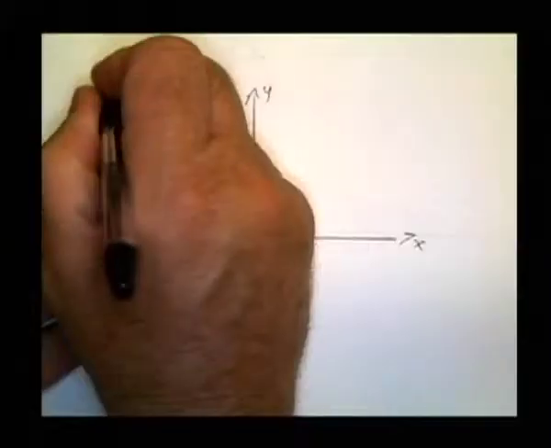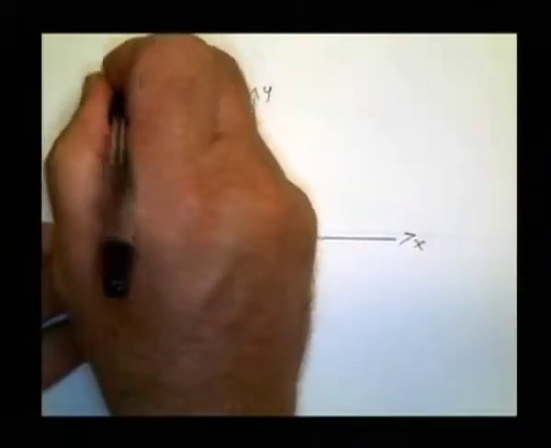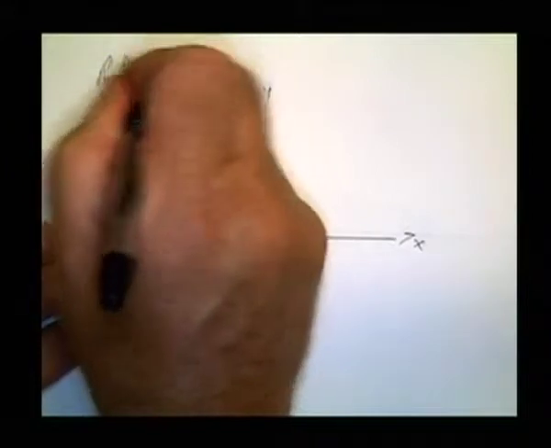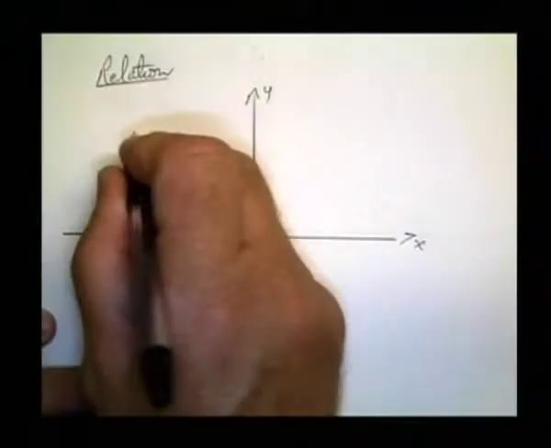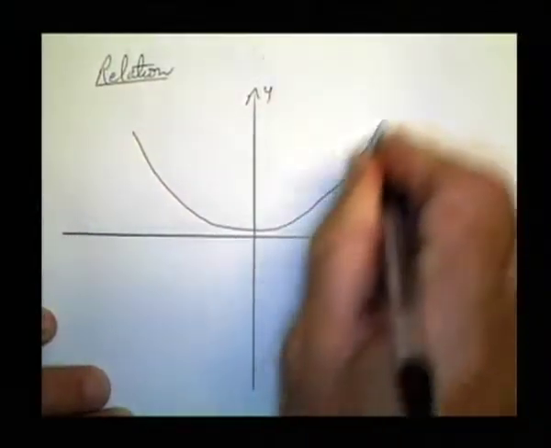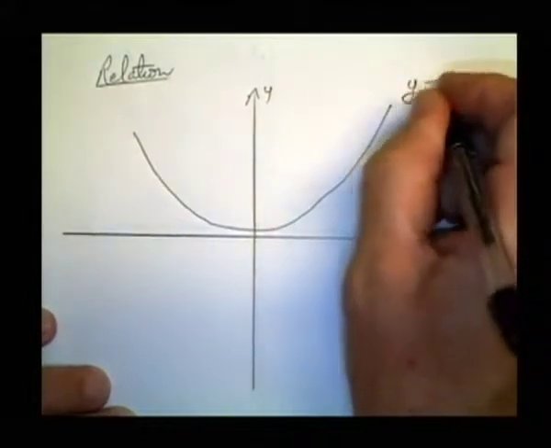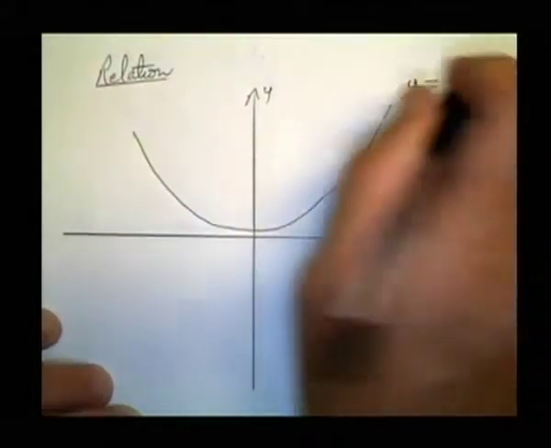And that's it. Now, I want to talk about what the term relation is. Well, first of all, a relation is a set of ordered pairs. Every graph is a relation. But there's a certain number of graphs that we want to talk about, which are called functions. So what is a function? If I draw this curve, let's say y equals, and I'm using y not f(x), y equals x squared. That is a function.